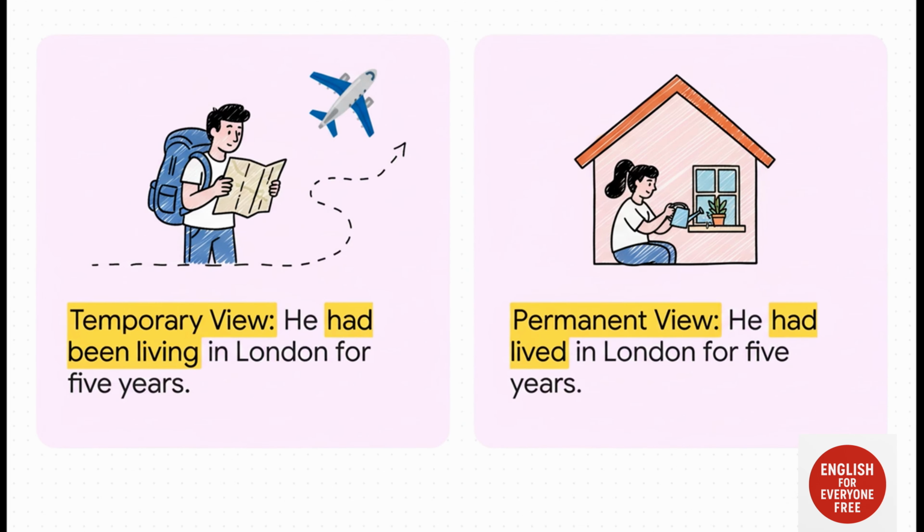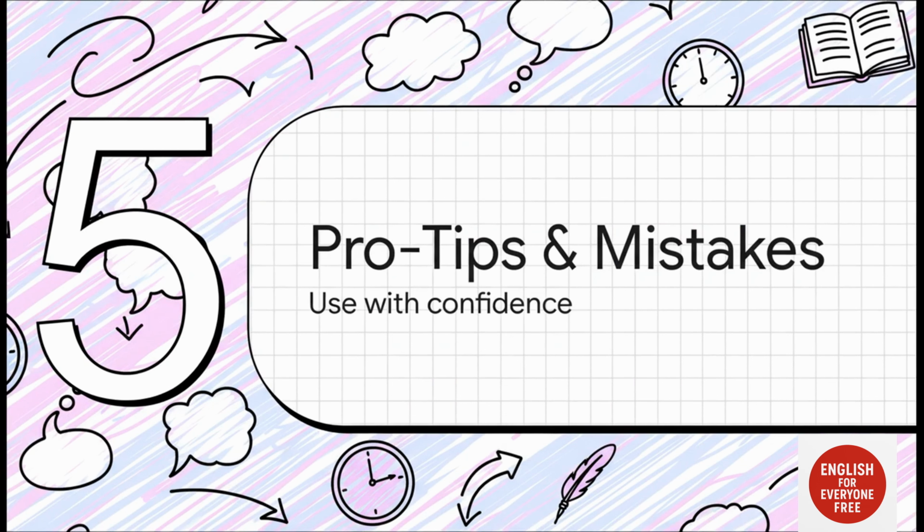Okay, this next one is a little more subtle, but it's really, really cool. Both of these sentences are perfectly correct, but they give off a different feeling. Had been living often suggests that the situation was temporary, but had lived suggests it was seen as more of a permanent thing back then. It's all about the speaker's perspective. All right, you've totally got the main idea now, so let's wrap up with some pro tips.